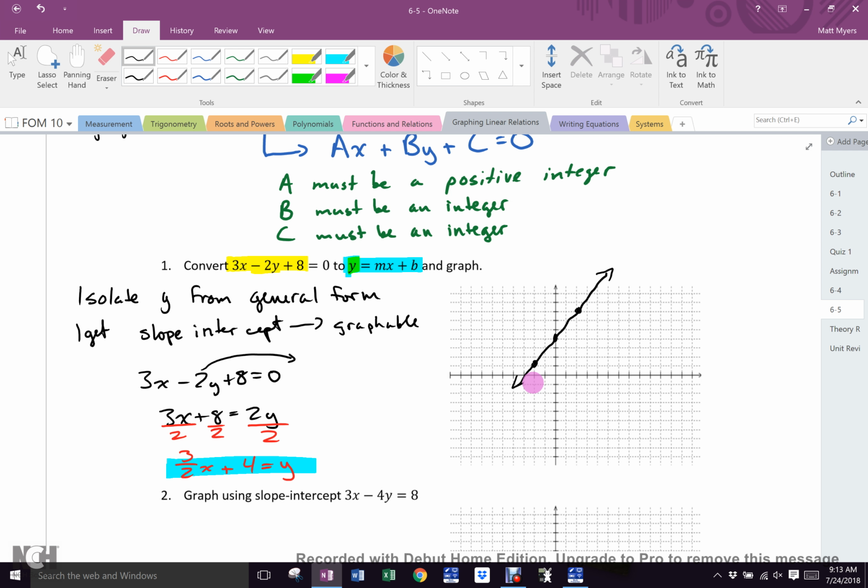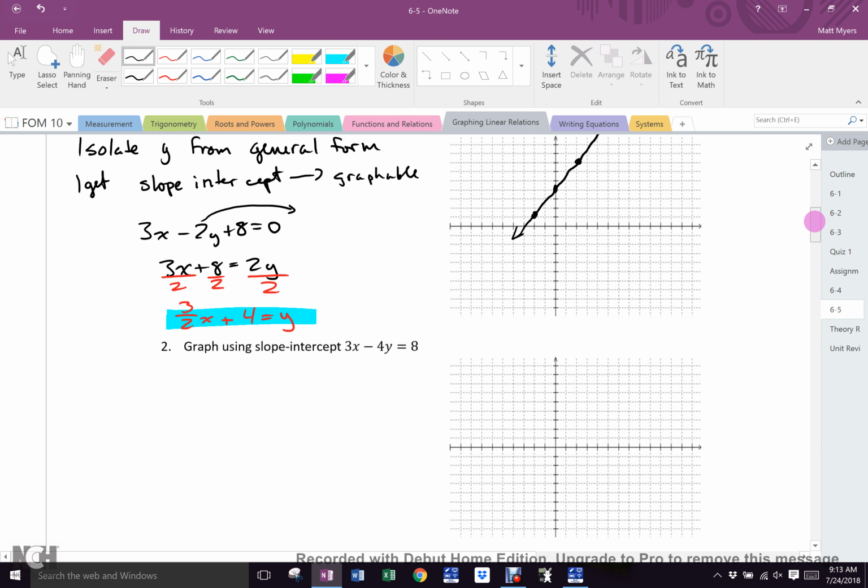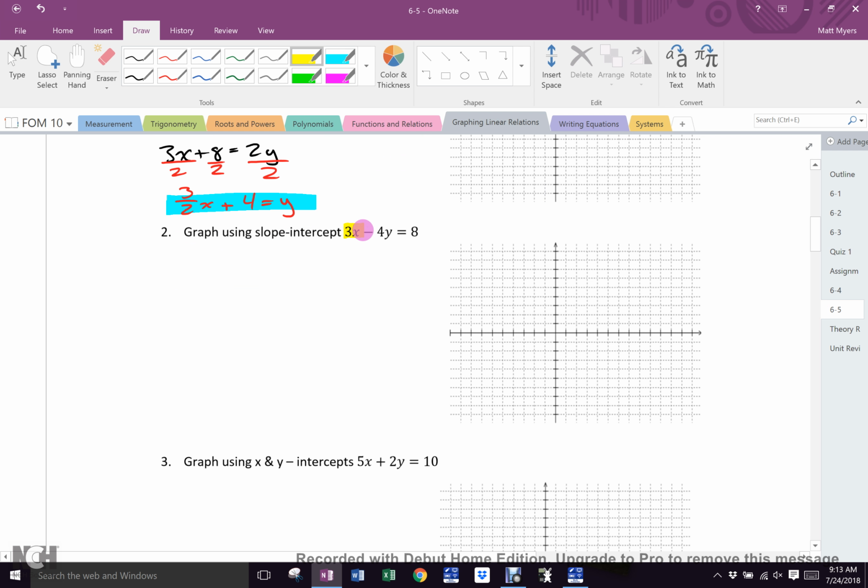Yeah? Okay. Now, this is general form's ugly cousin. This is called standard form. Please notice the only difference. It is AX plus BY equals C. The third number is on the other side. That's the only difference. Otherwise, all the same rules apply. Okay?